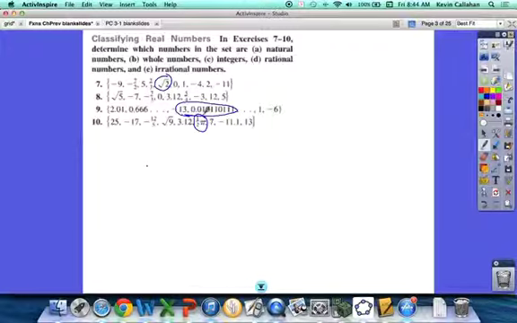What about in this first list here? Let's take 2. Out of the natural, whole, integers, rational, and irrational, what are the sets that 2 falls into? All but irrational, right? 2 is a natural number, meaning it's a counting number. It's a whole number because that includes all the natural numbers. It's an integer, and it's rational because you could write it as a fraction if you put it over 1.